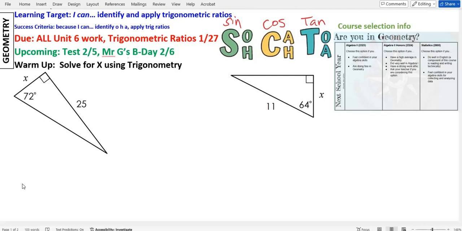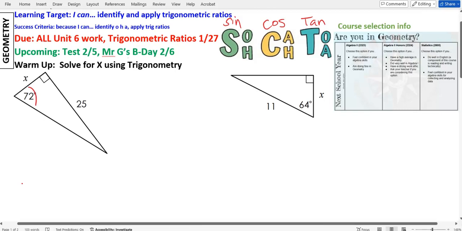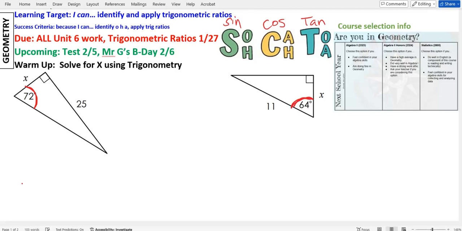Now look, when you have these triangles, you want to put an arc on the angle that they give you. I'm going to do both of these at the same time. You can see them done at the same time. So 72 is the given angle, 64 is the given angle. Put an arc there.